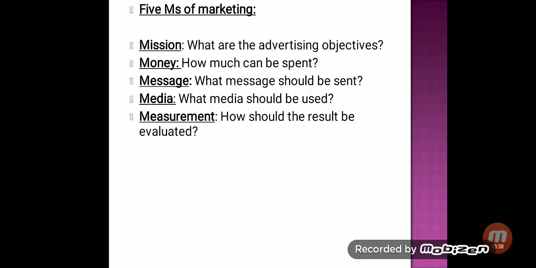Third, message. What message should be sent during the advertisement? Say for example, if you are advertising your product on television, the duration is 30 to 40 seconds. So during these 30 or 40 seconds, what message will you pass to your prospective customer about your product, so they purchase your product.